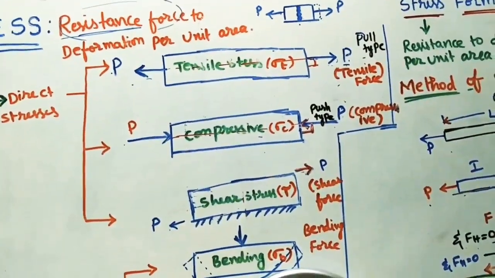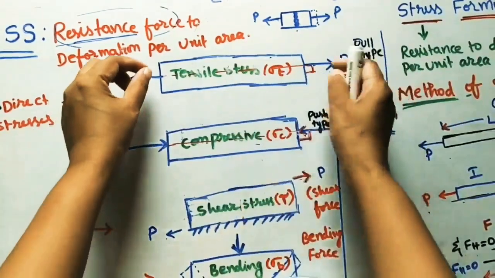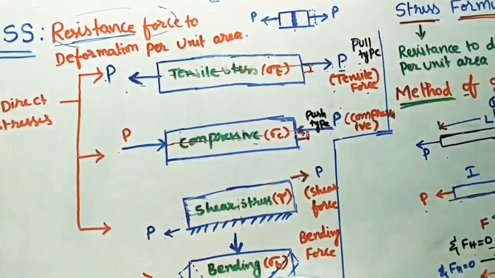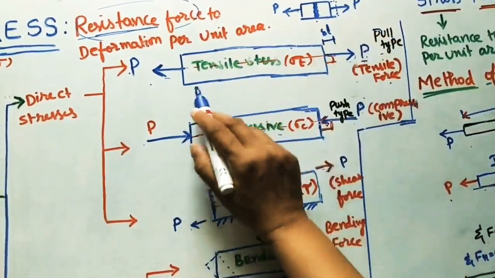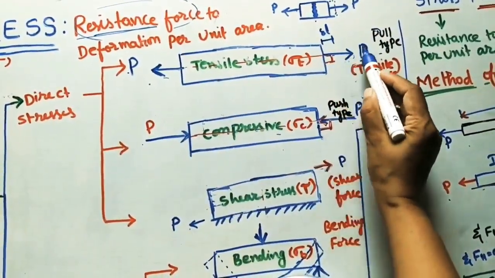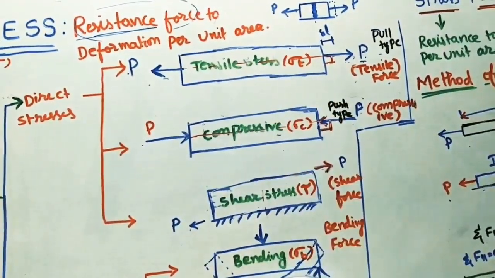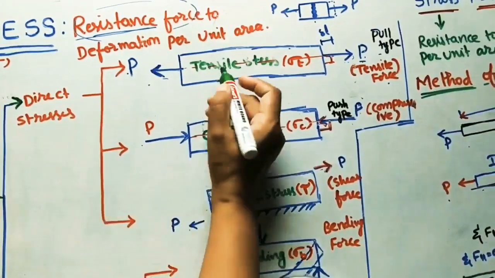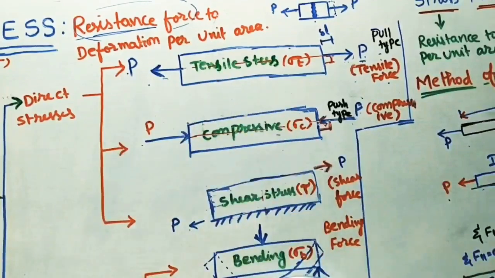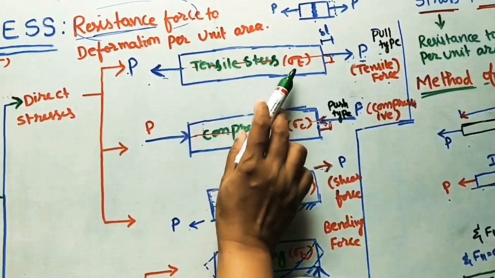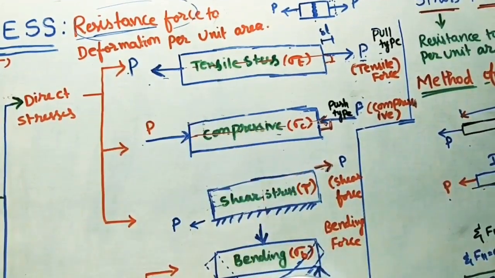Because of this pull type, that is tensile force, the body will try to elongate by some distance. Let us take L as the length of the body; it will elongate by delta L because of the application of force. So stress will develop inside it, called tensile stress. Here I have written: the stress developed inside the body is called tensile stress. We take the symbol sigma T, where sigma is stress and T indicates tensile.